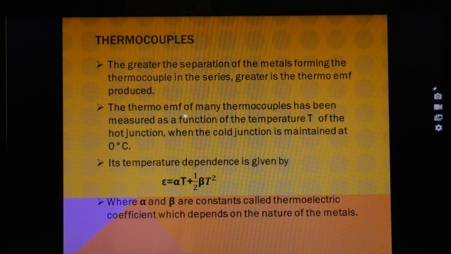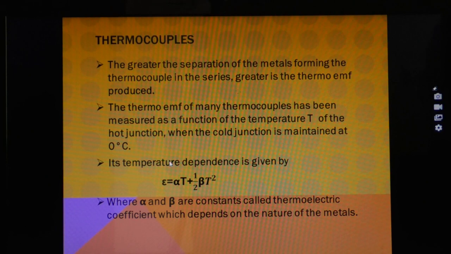The thermo EMF of many thermocouples has been measured as a function of the temperature T of the hot junction when the cold junction is maintained at 0 degree Celsius. So the two junctions are maintained at two different temperatures. One is hot, other is cold. Cold is maintained at 0 degree Celsius.